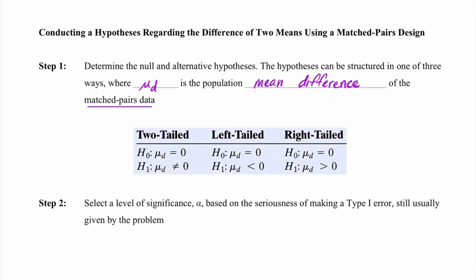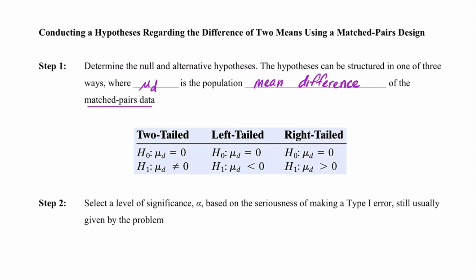With the exception of mu sub d being different, notice our hypotheses are just like when we had a single population hypothesis test. We have mu sub d equal to 0 as our null hypothesis, regardless of the situation, that is left-tailed, right-tailed, or two-tailed, and then mu sub d not equal to, less than, or greater than, based on the type of test that we're conducting. So we're still comparing to some value now, as opposed to one population to another.